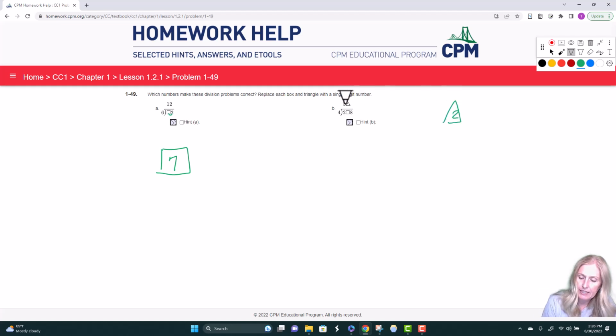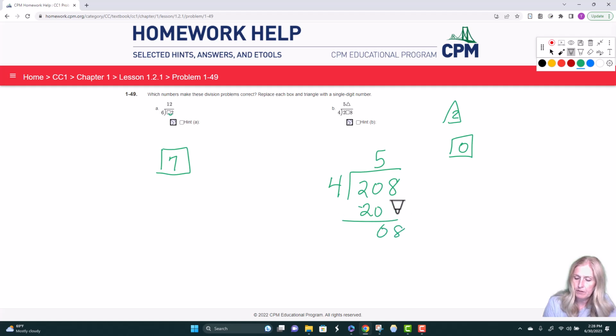So the same thing is 4 has to divide into some number here to get me 5. So 5 times 4 is 20. We already have the 2, so the number missing in the square must be 0. So if we wrote it like this, maybe it would be easier for you to visualize it. See, 4 divides into 20 5 times. 4 divides into 8 2 times. Okay?